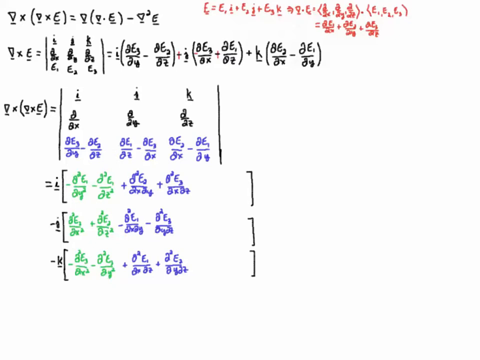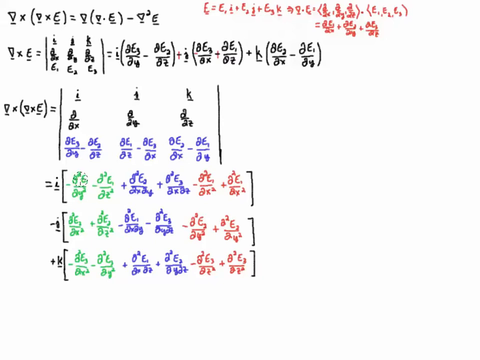Okay, next. I left some space over here because I'm going to use an analyst technique, and I'm going to add and subtract the second partial of e1 with respect to x in this first component. And notice I fixed the plus k down here. And then I'm going to add and subtract the second partial of e2 with respect to y, and then I'm going to add and subtract the second partial of e3 with respect to z. Now you'll see why I do that in a moment, because I'm going to collect.